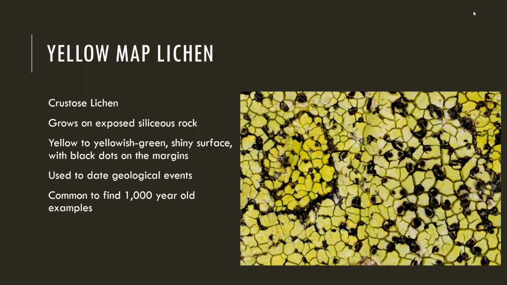I'm hoping to find this so that way I can see it in person, but if anyone sees this while out on their inspections, let me know. It grows on siliceous rocks, and it's this yellowish green crustose lichen that is very shiny, and then has these tiny black dots along the margins, and it has these cracks, so it looks a lot like the desert or a dry mud flat, but it's yellow with black dots.